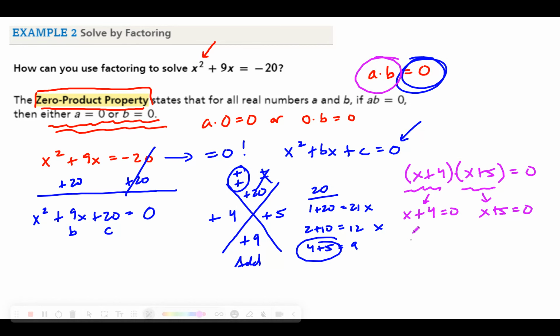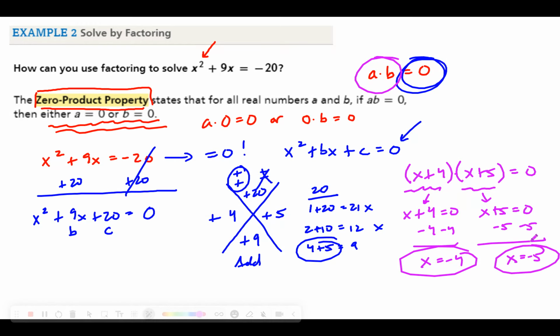And now we're going to solve each one for x. I'm going to subtract 4 on both sides here. X equals -4. There's one of my solutions. I'm going to subtract 5 here. X equals -5. There's my second solution.